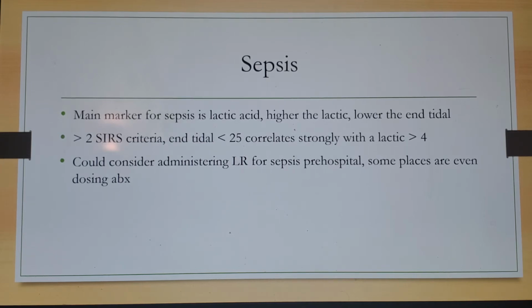So this is kind of cool. Say you have an undifferentiated fever from an extended care facility. You don't know if it's pneumonia or UTI or anything, but they have a fever of 103 and blood pressure is 90. You don't know if that's their baseline blood pressure, but all of a sudden if you put that end-tidal on them and they have those 2 SIRS criteria and say their end-tidal is 22, then this patient's septic.